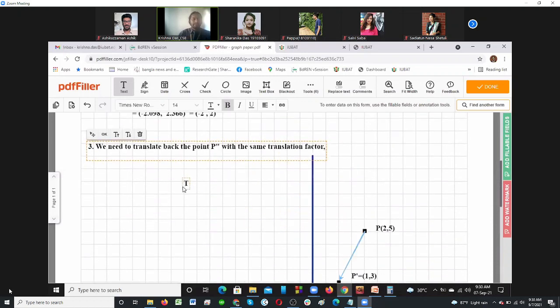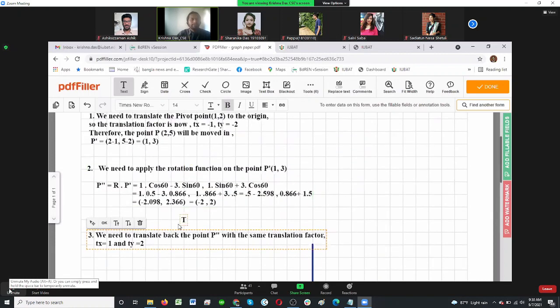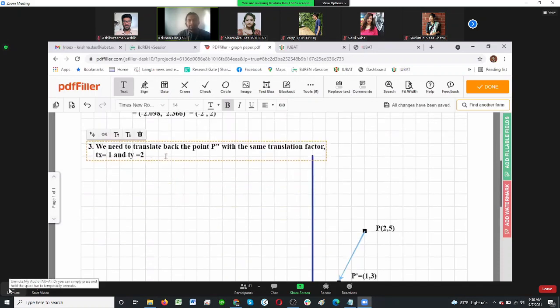So my translation factor is now Tx, what should it be? Tx is 1 and Ty is 2, right? Tx is 1 and Ty is 2, it should be the positive one. So that's why.